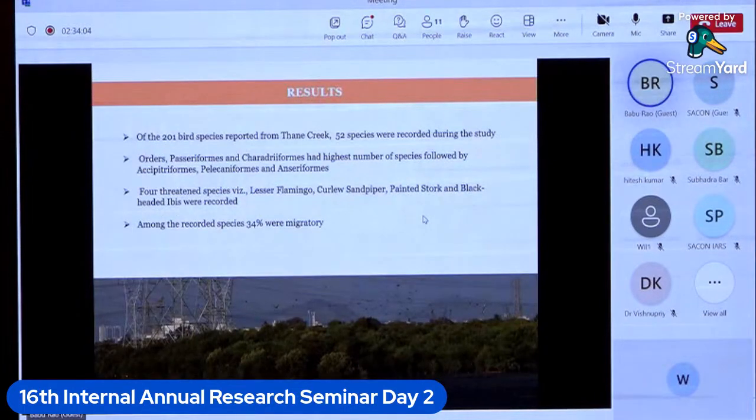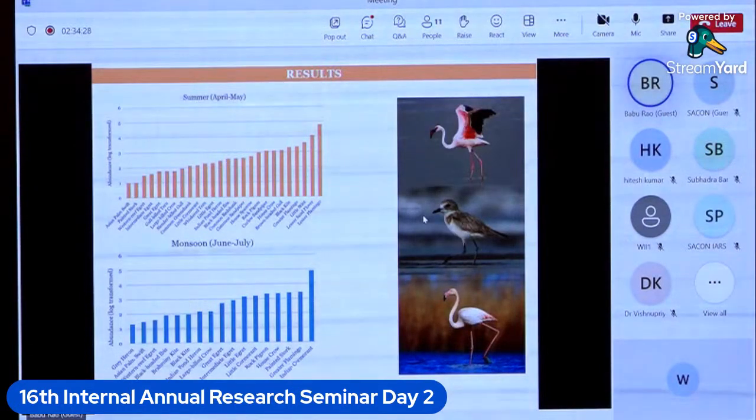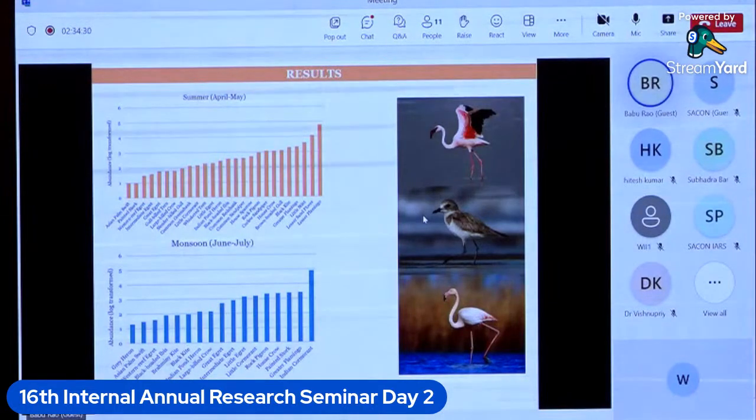Coming to the results, already 201 bird species were reported in Thane Creek, of which 52 bird species were recorded during the study. Waders and aquatic forms were the maximum number of species, followed by passerine forms. Among the recorded species, 34% were migratory. Lesser flamingo, lesser sandplover, and little stint were the most abundant species in the summer season, whereas Indian cormorant, greater flamingo, and others in the monsoon season.